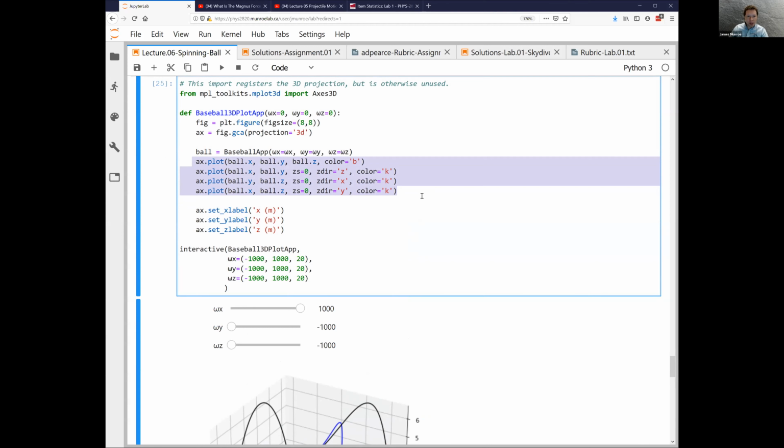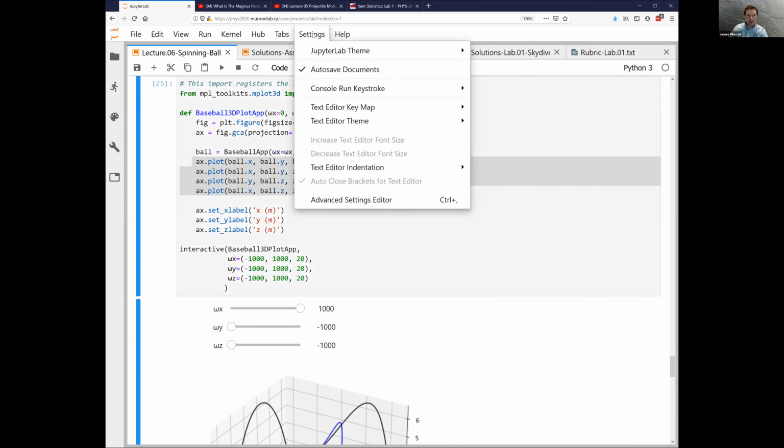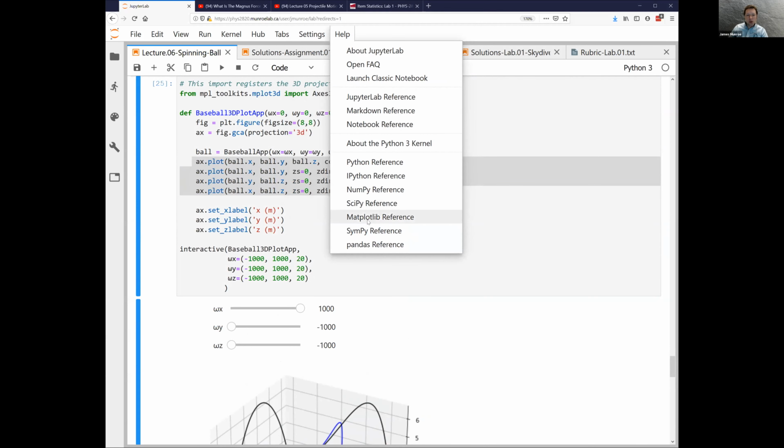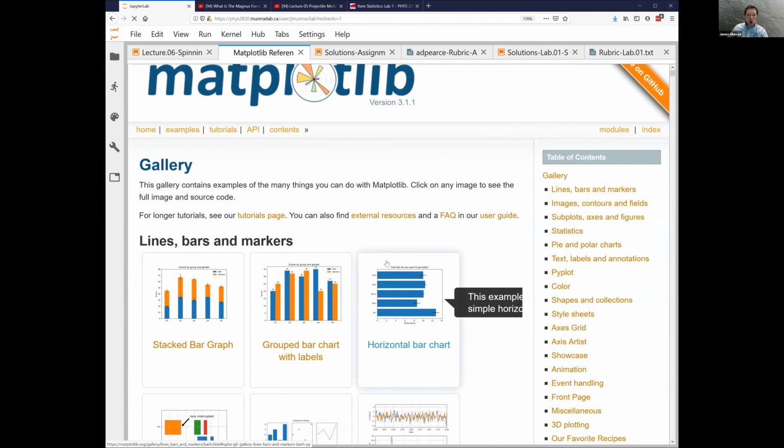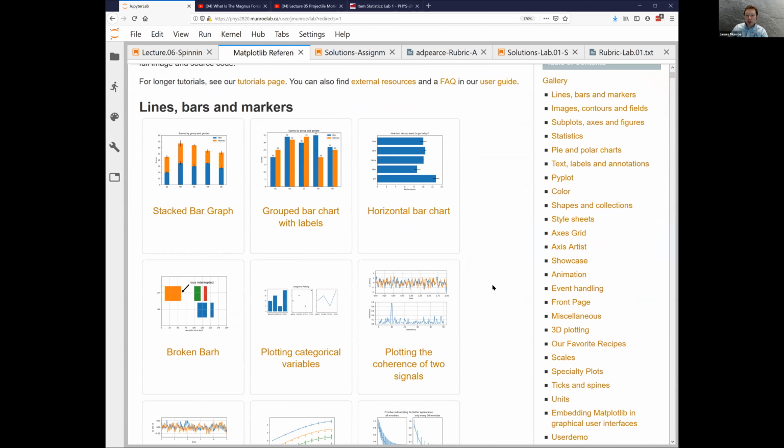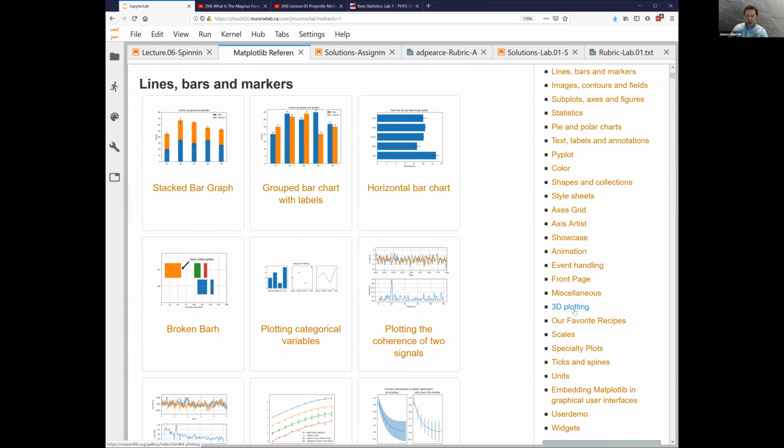How am I supposed to know how to do that? I'm going to remind you that we did talk about how to come up with examples. If I go to the reference on Matplotlib, there's all the documentation about it, but the best way of learning about these things is looking at the examples. Go and find an example that you're trying to recreate. I wanted to do something with 3D plotting.